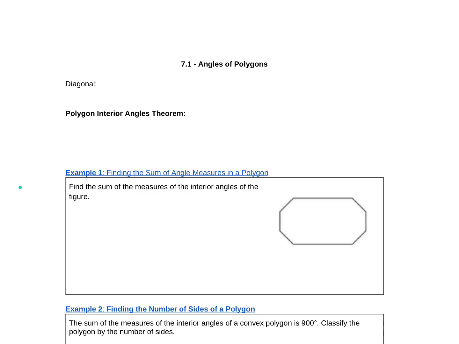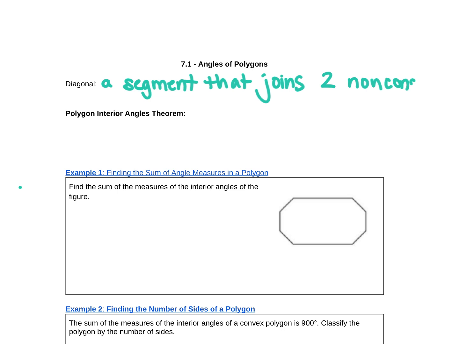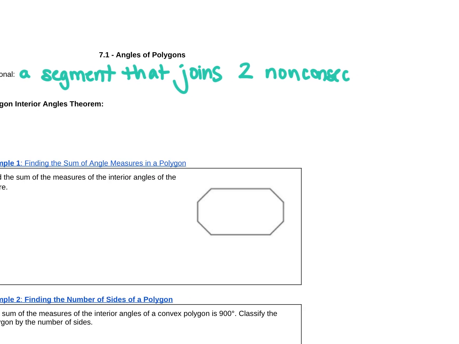Okay, and welcome to the first lesson of Chapter 7, all about polygons. The diagonal of a polygon is a segment that joins two non-consecutive vertices.